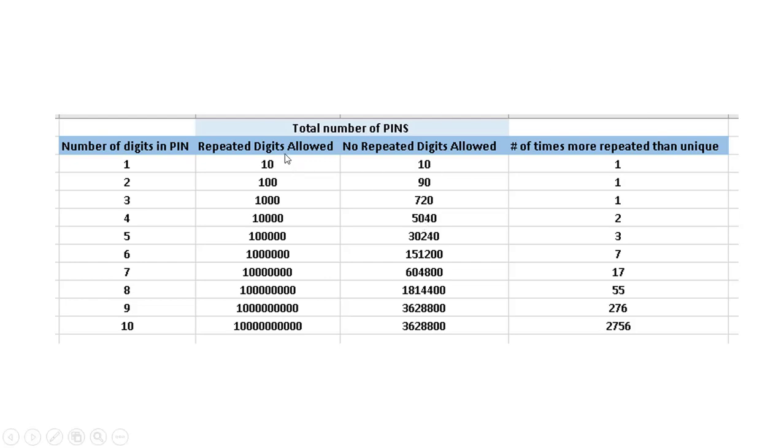And then all I did next was I took this number and divided it by this number for each of the rows. And then it really begins to show you something. As you work your way down the line, there are a lot more ways to create a pin that has at least some of the numbers repeated than ones that don't. For example, for a 4-digit pin, which is the smallest one a cell phone has, there are about twice as many pins available that have at least a number repeated than those that don't. By the time you get to 6, it's 7 times more. And if we were to stretch it out to 10, there are 2,756 times more pins that have repeated digits than those that don't.